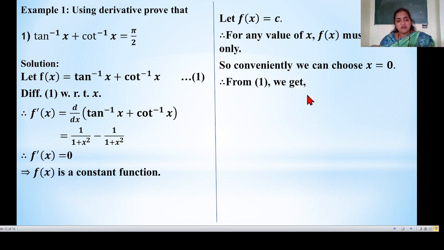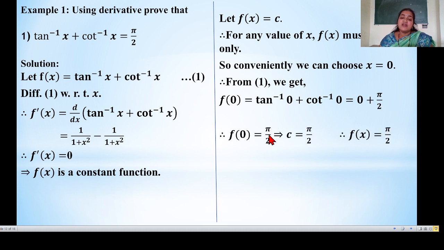From equation 1, f of 0 is equal to tan inverse of 0 plus cot inverse of 0. Tan inverse of 0 is 0 and cot inverse of 0 is pi by 2. So 0 plus pi by 2 is pi by 2. So f of 0 is equal to pi by 2. That means c is equal to pi by 2, so f of x is equal to pi by 2. We put this in equation 1, so we get tan inverse of x plus cot inverse of x is equal to pi by 2.